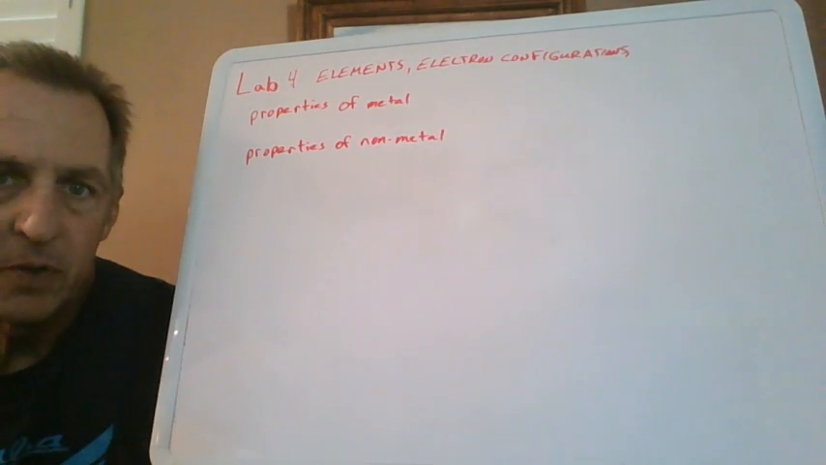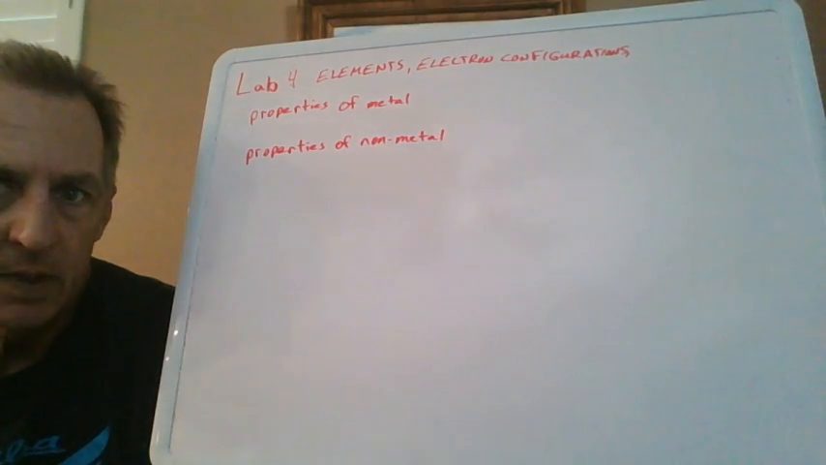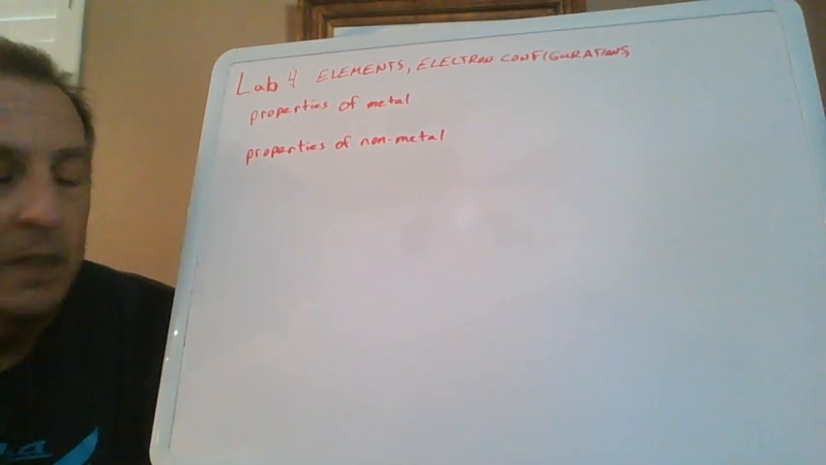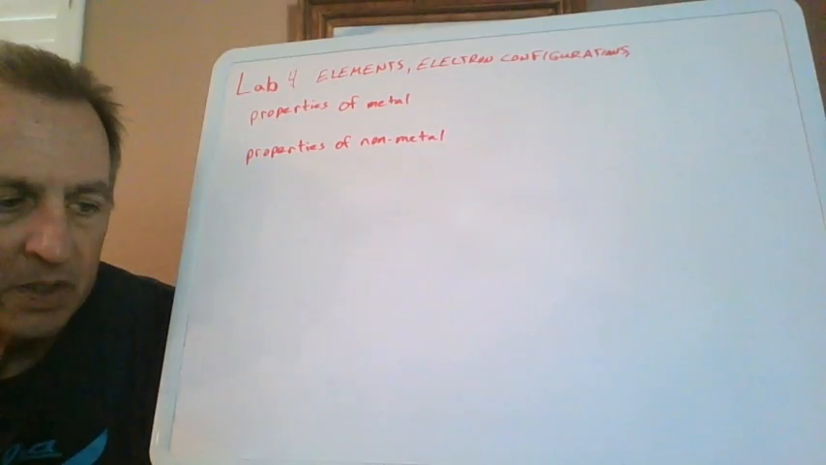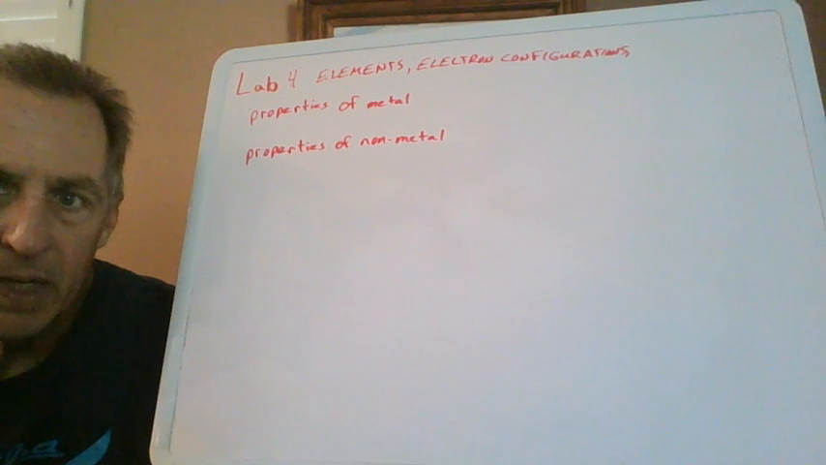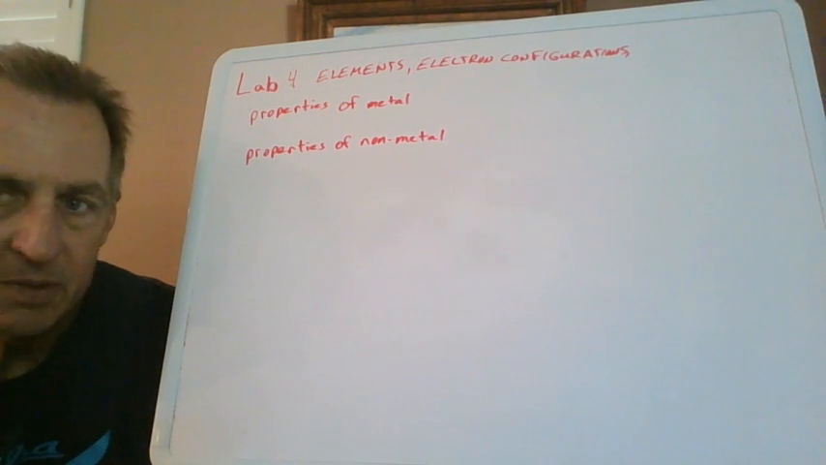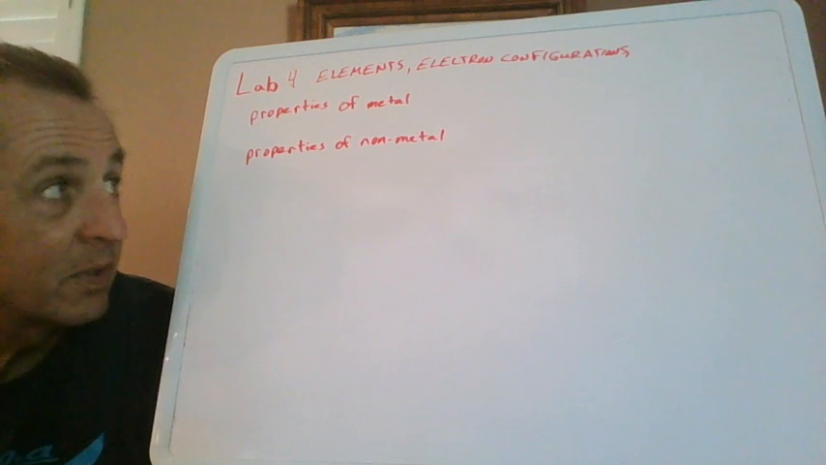Continuation of our review for the lab final. So the next lab was lab 4, and that was the lab where we talked about elements and then electronic configuration, and we were drawing those orbital diagrams. We were doing the 1s2, 2s2, that kind of stuff.